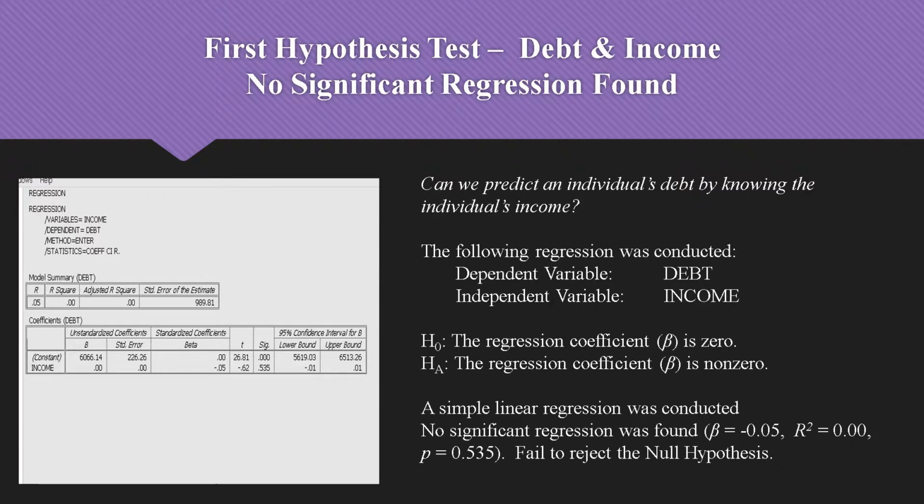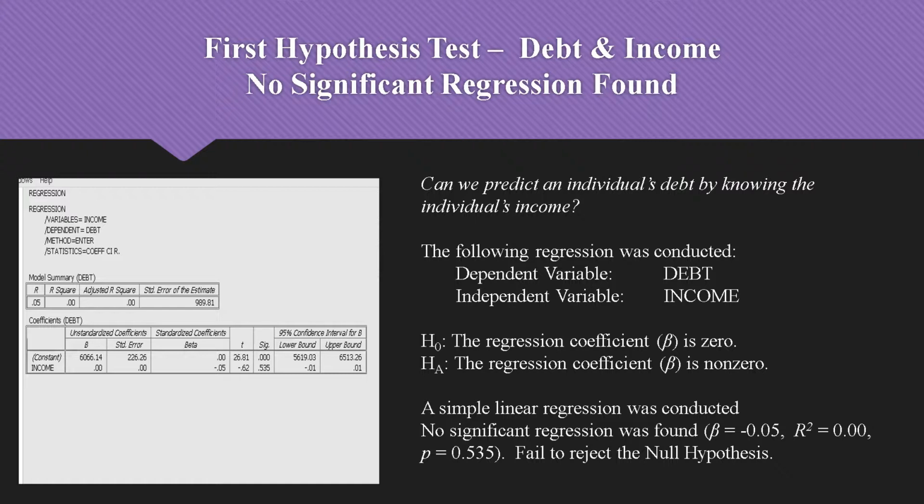The first hypothesis test. The question is, can we predict an individual's debt by knowing the individual's income? Our dependent variable is the debt and our independent variable is the income. The null regression coefficient, beta, is 0. The alternative regression coefficient is non-zero.